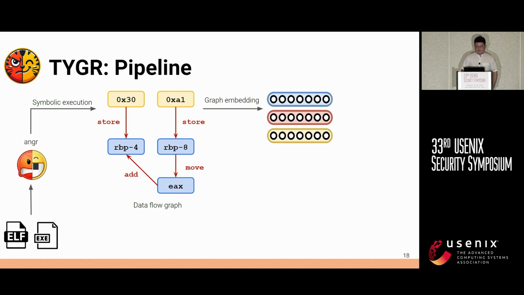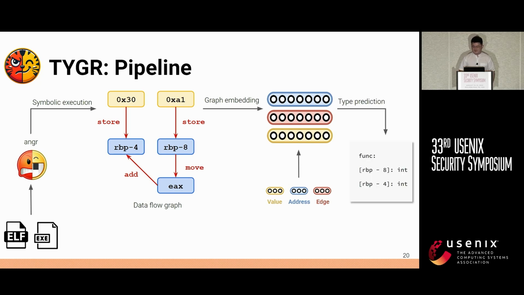The graph will later be embedded into graph neural networks. And from here, we encode the features, like value features, address features for memory location and register location. And we also encode edges. There are more features we encoded. If you are interested, please take a look at our paper. And the final step is the type prediction. So from here, we recover the concrete type for the memory location, such as the integer type for both the RBP-8 and RBP-4 locations.